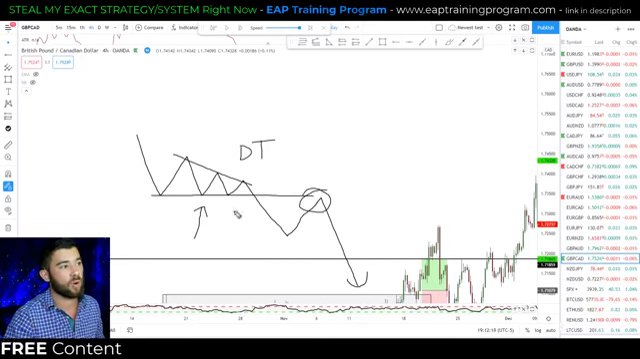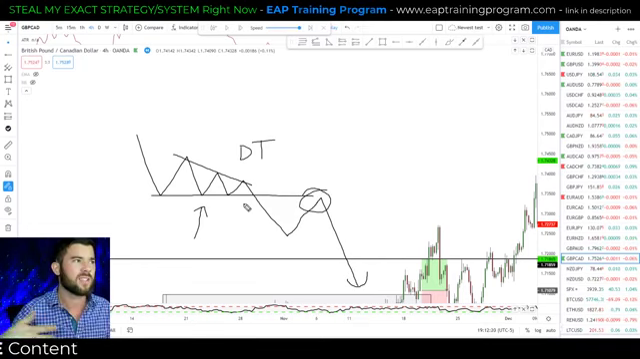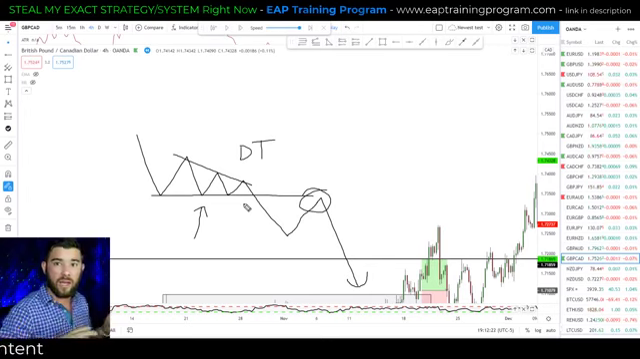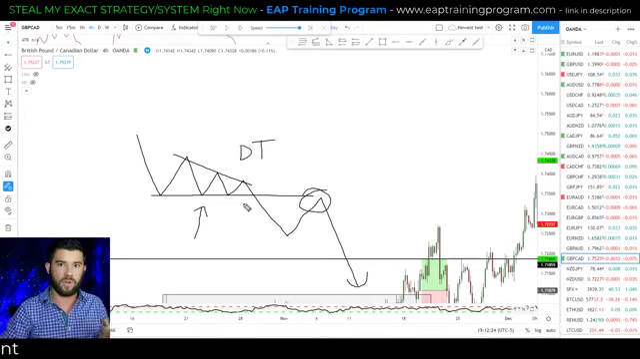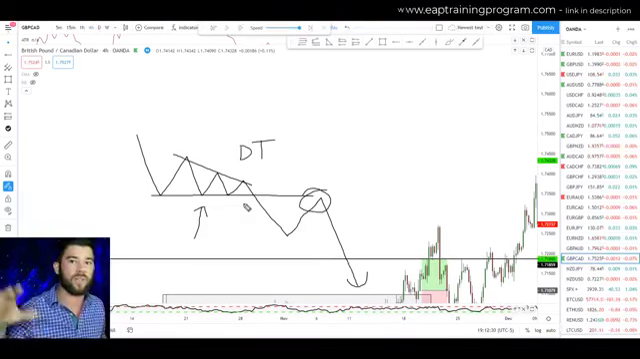Personally, I wait on this pullback to come back into that level. Sometimes it doesn't happen and I miss out on some trades, but it gives me a better reward to risk setup. So I like to wait on that pullback in terms of getting a better reward to risk on these trades.